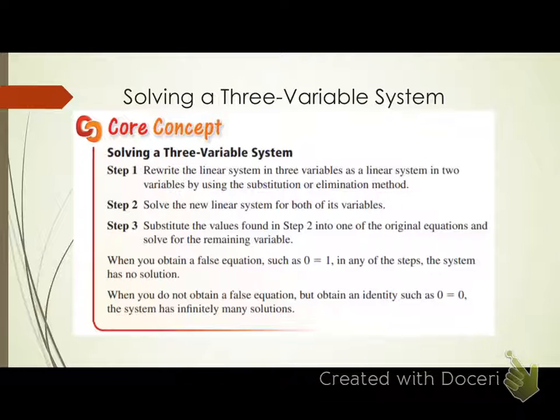Also, just like yesterday, if we ever attain a false equation, such as 0 equals 1, after my variables cancel each other out, in any of the steps, then the system has no solution. When we do not obtain a false equation, but obtain an identity, such as 0 equals 0, the system has infinitely many solutions. So false statement means I get no solution. True statement means I get infinitely many solutions.